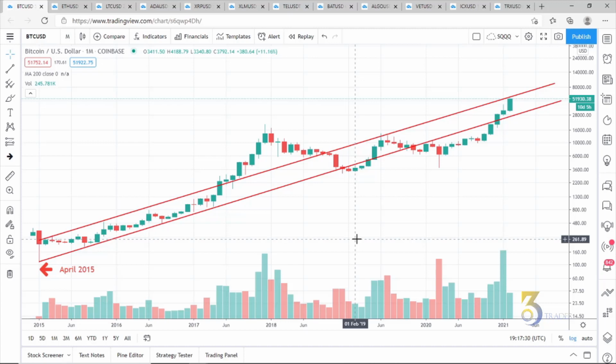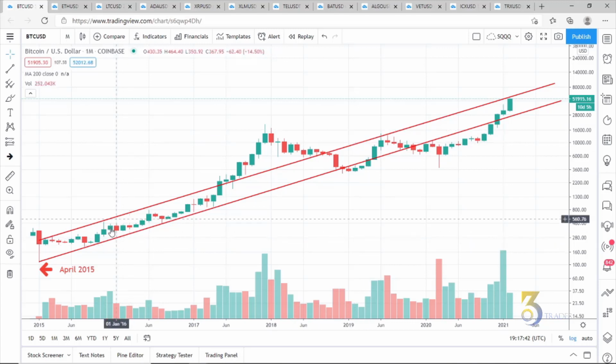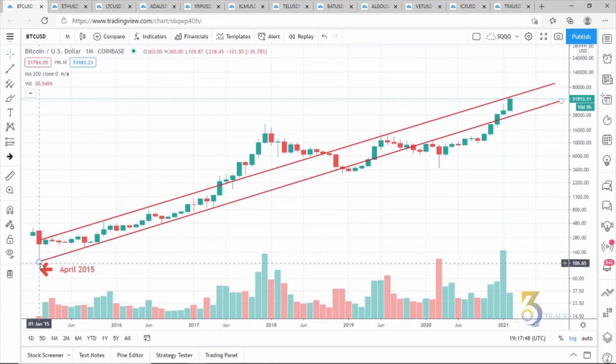But right now we've got some up here on Bitcoin. So this is a zoomed out monthly chart of Bitcoin. Takes us all the way back to 2015. And I want you to see this first because this is a long-term trend line. Basically, this lower line is the uptrend that started in 2015.